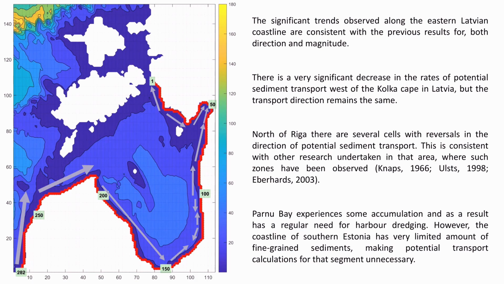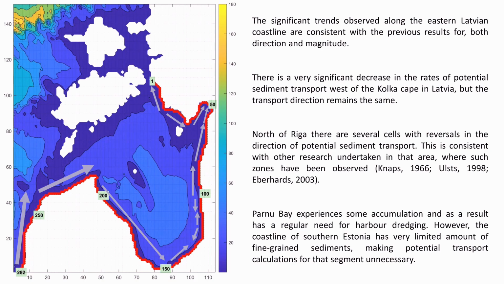North of Riga, around the point where you can see the box with 100, and to the south of it, there are several points of reversals of sediment transport, interconnected sedimentary systems that have been previously described in some literature that I have listed, which generally gives a good idea that, yes, the model should be doing something right in that location.